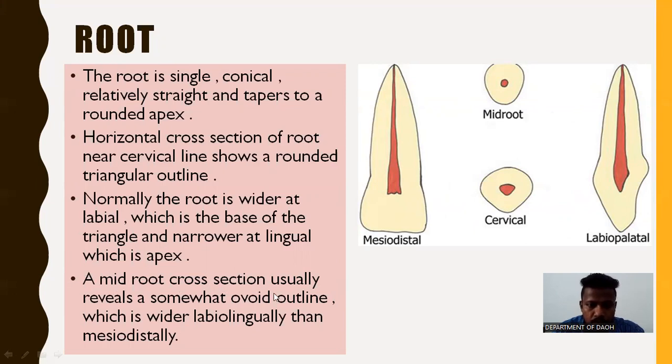A mid-root cross section usually reveals a somewhat oval outline, which is wider labiolingually than mesiodistally. So when you draw a line from the labial aspect to the lingual aspect, and also a line from the mesial aspect to the distal aspect, the labiolingual line will be wider.